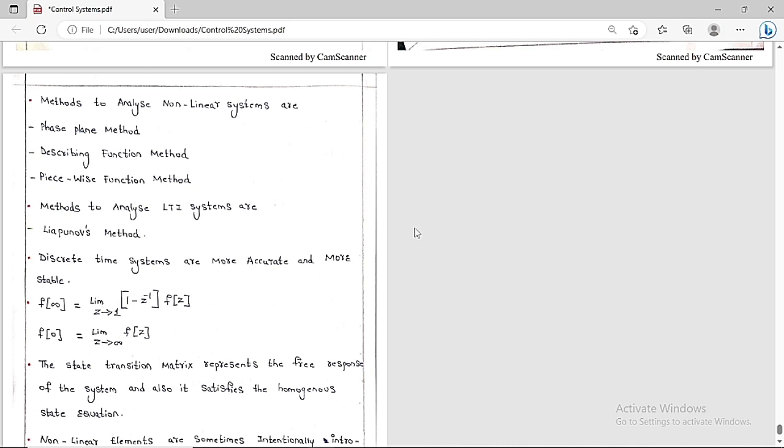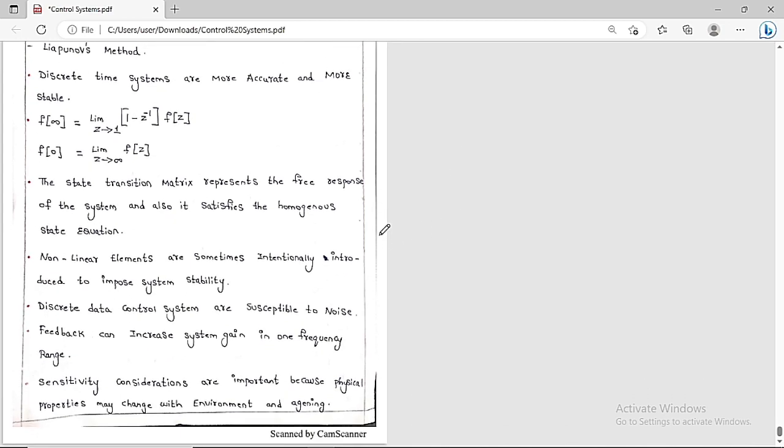The next point is that discrete time systems are more accurate as well as more stable when compared to continuous time systems. This point I already told you several times: discrete time systems are said to be more accurate and more stable than continuous time systems because they can withstand a huge amount of noise. They are very less sensitive to noise, whereas continuous time systems are highly sensitive to noise.